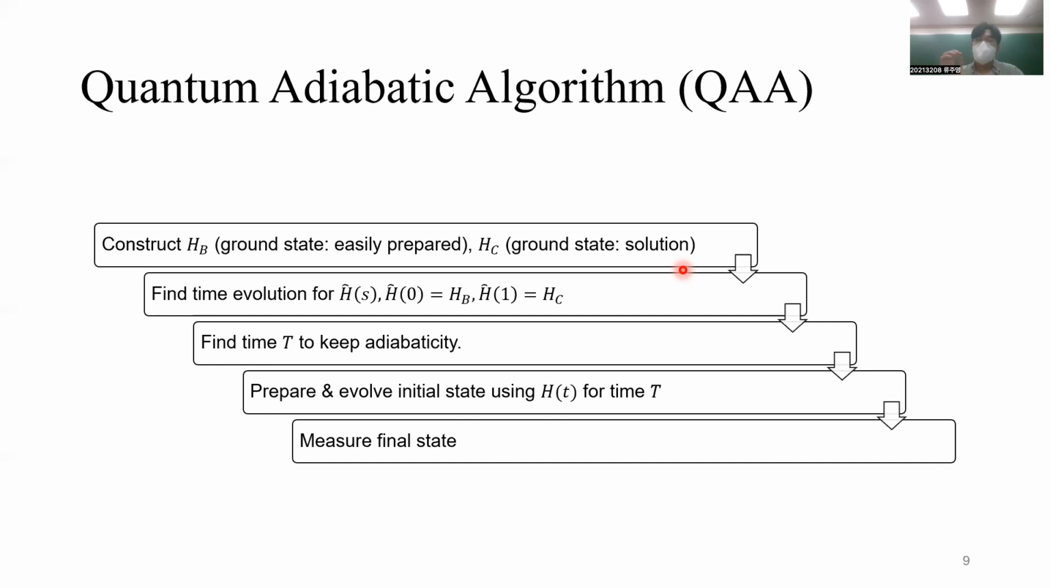adiabaticity condition, and then we prepare the ground state of the initial Hamiltonian. Then we apply the Hamiltonian, but we change it in our strategy so that the final Hamiltonian is the one we want. And so we evolve the initial state using our prepared H of t, and then we measure the final state to get the solution that we would like. So hopefully this is clear to you. Using the adiabaticity theorem, we can cleverly create a situation where the ground state of the final Hamiltonian is the solution state that we want.